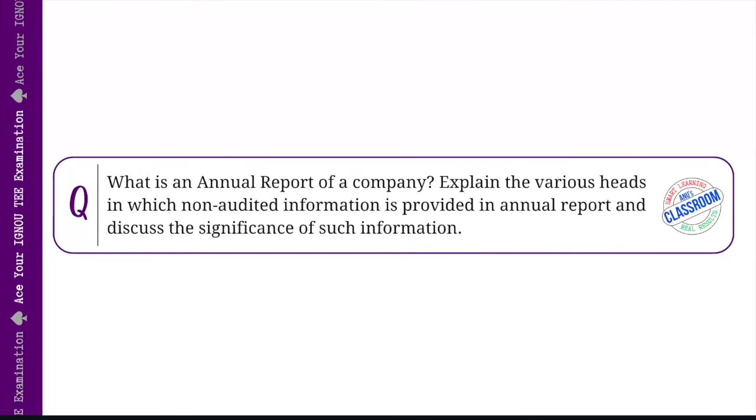What is an annual report of a company? Explain the various heads in which non audited information is provided in the annual report and discuss the significance of such information. So, the annual report of a company is a comprehensive document that companies, especially the publicly traded ones, prepare and share with their shareholders every year. It is much more than just numbers. It is a window into the company's performance, strategies, and future plans.